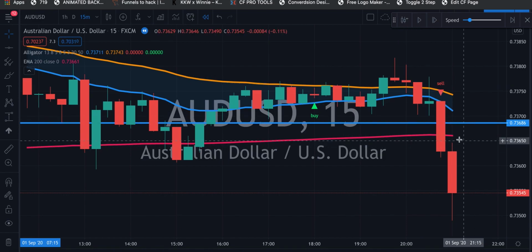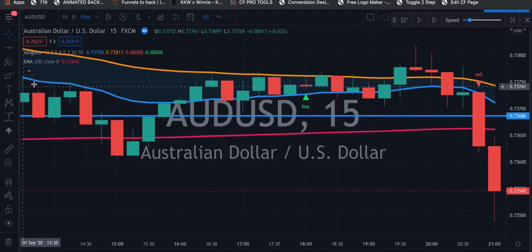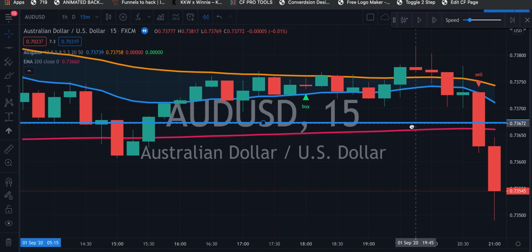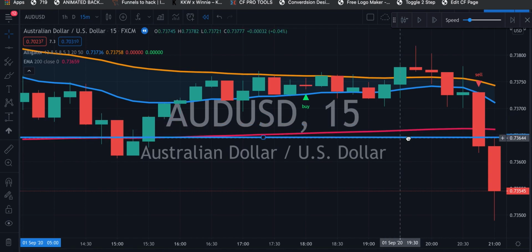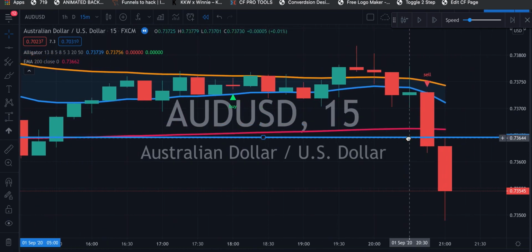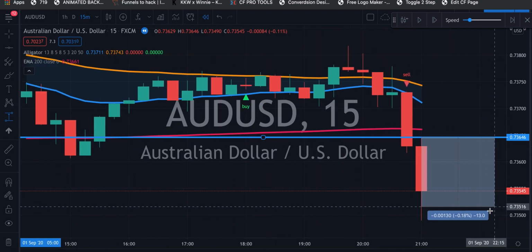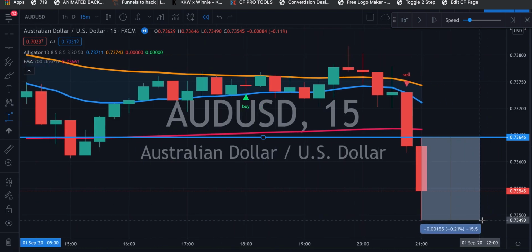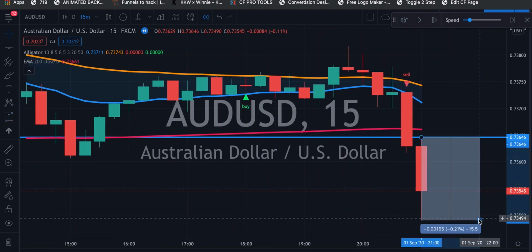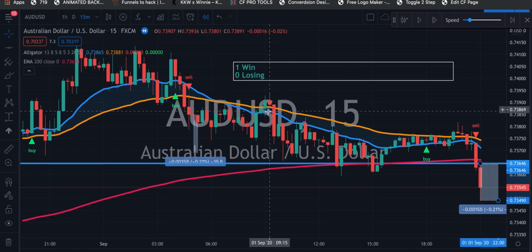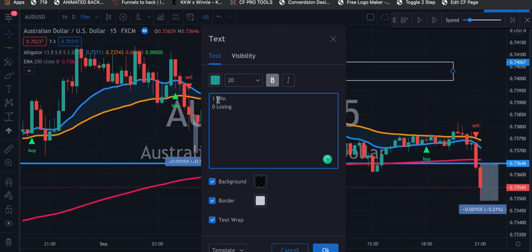All right, so look, it opened right here. So we would have taken our trade right here. That's where the opening bar was for the 15-minute and went for 15 pips. And it definitely smashed it on just one bar. So we won 2 trades, 0 losses.